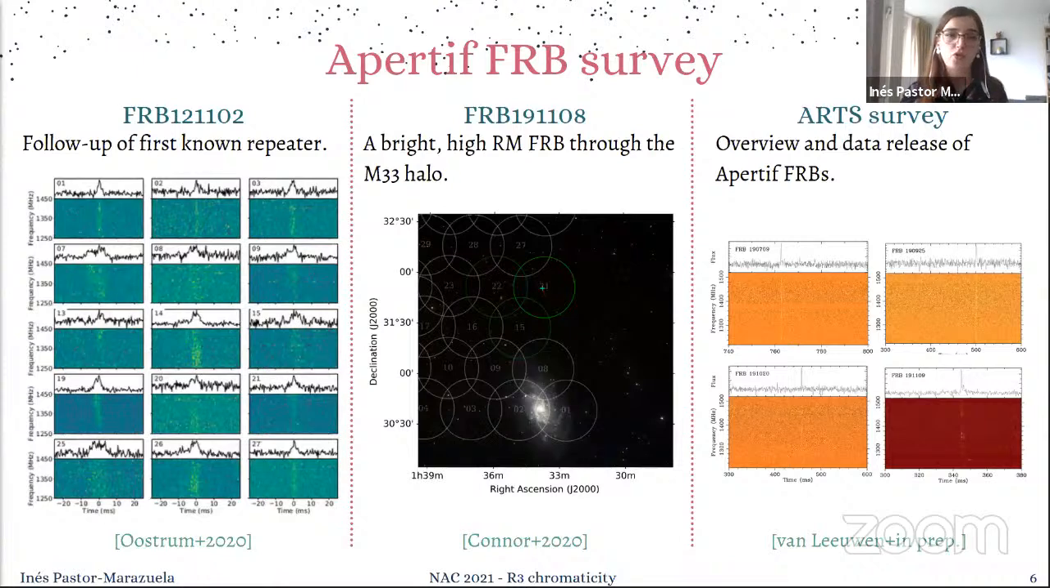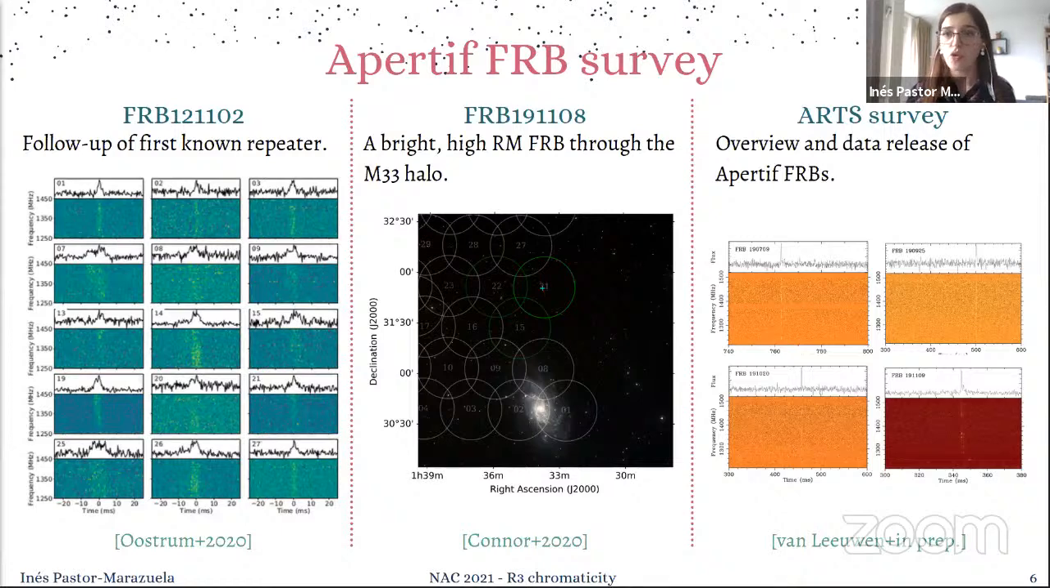I'm going to give you some more information about the kind of science that we do within the Apertif FRB survey. We have 2 main science goals. One of them is to follow up non-repeaters. For instance, the work presented in Oostrum et al. follows up the first and the second repeater and shows 30 detections of FRB 121102.